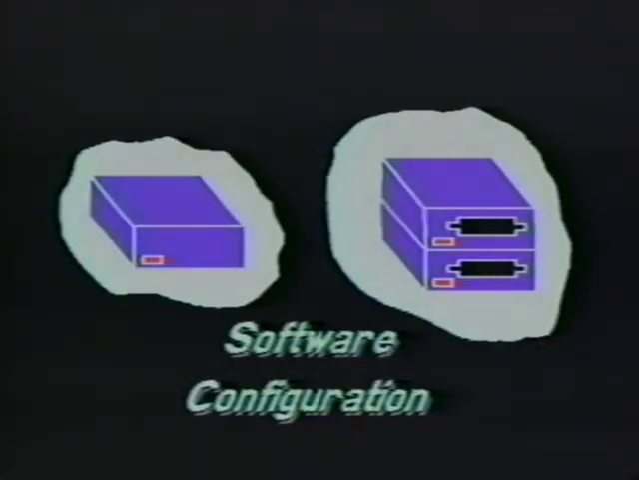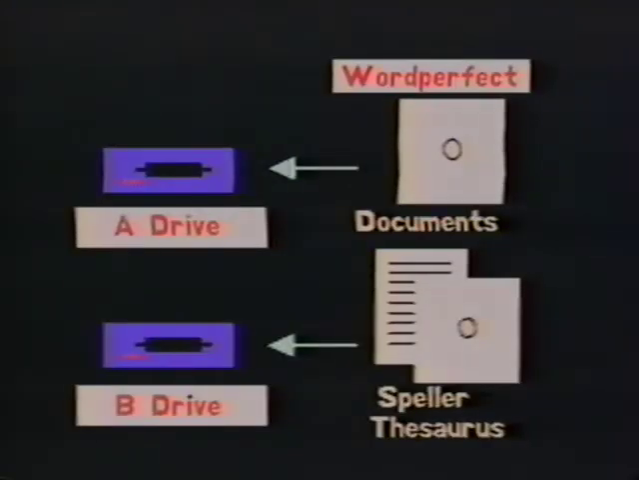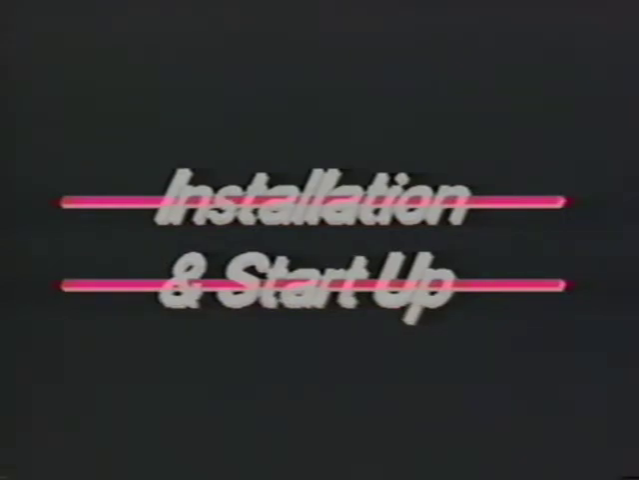The software configuration will depend on what type of disk your system has. For a hard disk system, the C drive holds the program and documents in a subdirectory of the root directory. For a dual floppy disk system, the A drive is used for the program disk and the B drive is used for a document disk. The B drive is also used for the spell checker and thesaurus. The 2 major items of preparation are installing and starting the software.